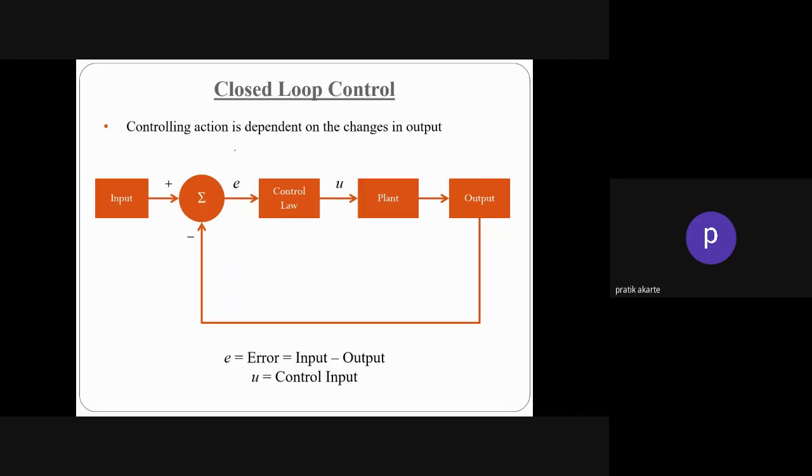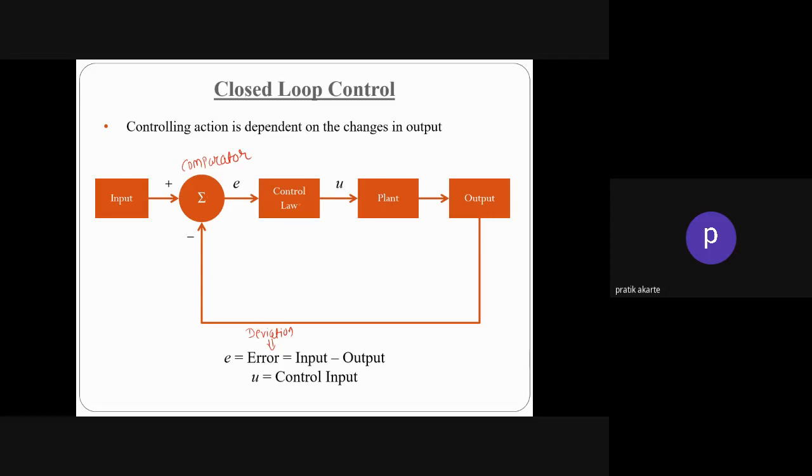So in closed loop control system, the controlling action is dependent on the changes in output. Here, there is a control law, and the plant or system output. A certain output is measured and it is placed over here. This part is called the comparator. The comparator compares the input signal and the output signal that we are getting. If there is a deviation between the input and output signal, that deviation is called an error.